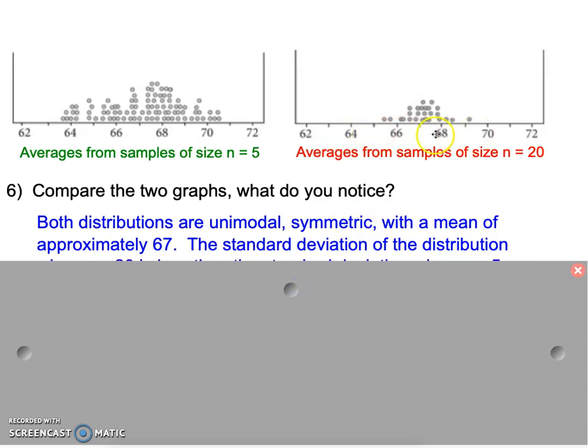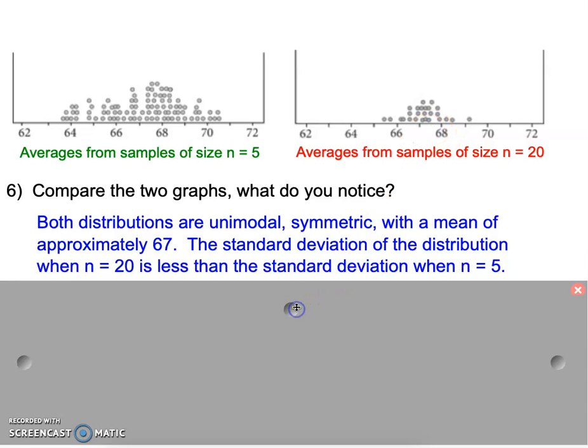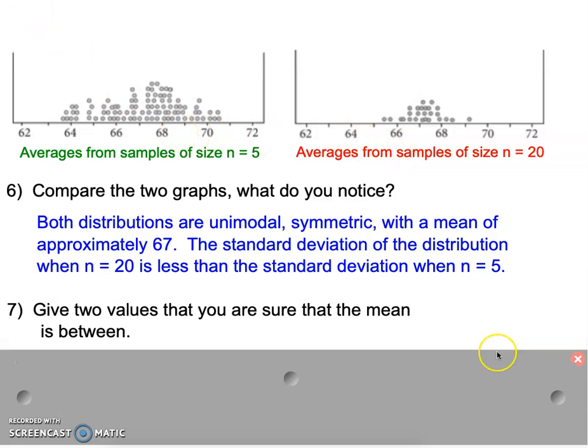With my larger sample size, it appears I have less variability. So I said standard deviation. So the standard deviation of the distribution when n equals 20 is less than the standard deviation when n is 5. Okay, again we want to find the mean height of all Eden Prairie High School students.